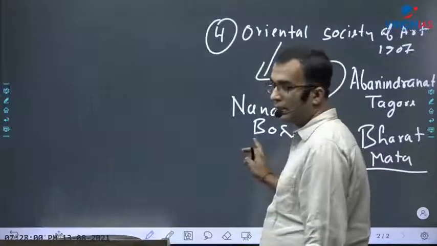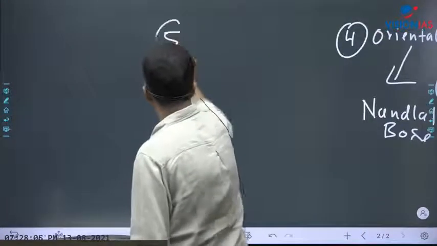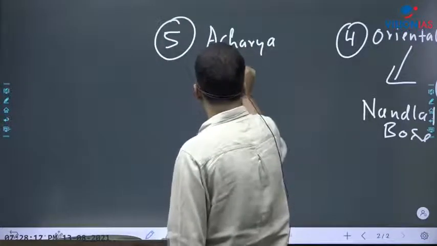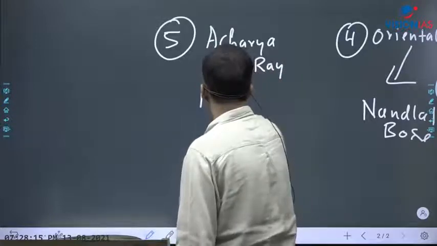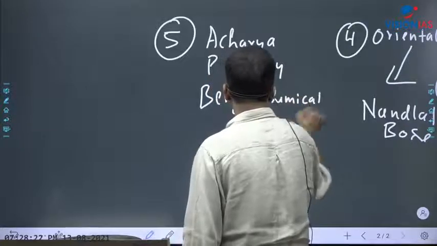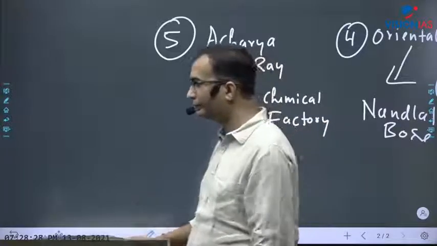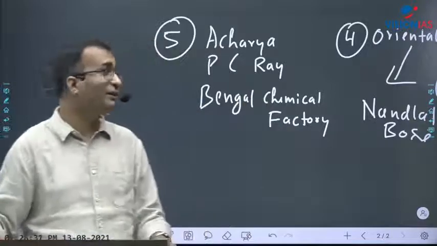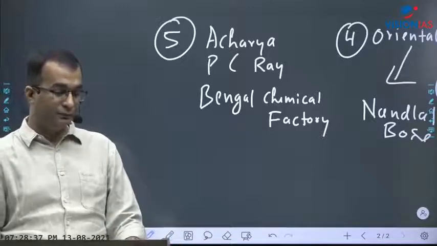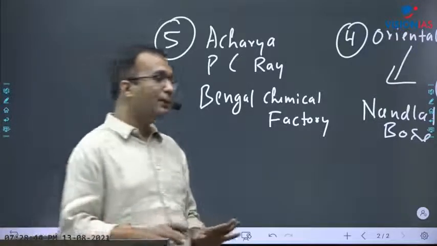So this is, I think, the fourth initiative that you have written from Bengal. Let's move to the fifth one. Acharya P.C. Ray. I think his full name is Praful Chandra Ray. So Acharya P.C. Ray founded Bengal Chemical Factory. It was a pharmaceutical company, and it is still there.